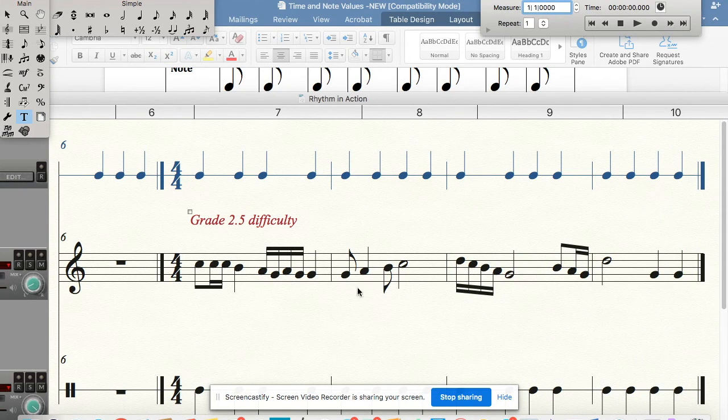I know some of you had problems with this measure right here because the syncopated rhythm threw you off a little bit. That's okay. It's on purpose because next video, we're going to spend time talking about how to use a metronome and incorporate that and counting into your entire system of learning.